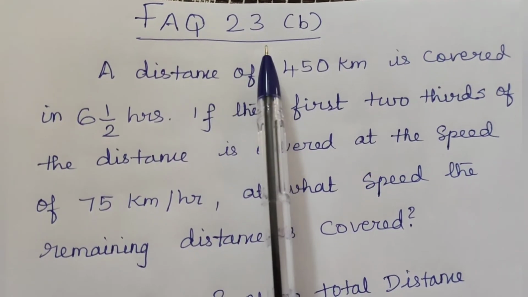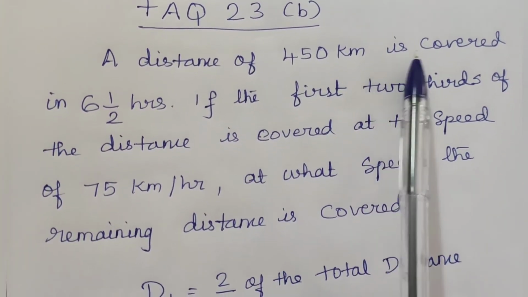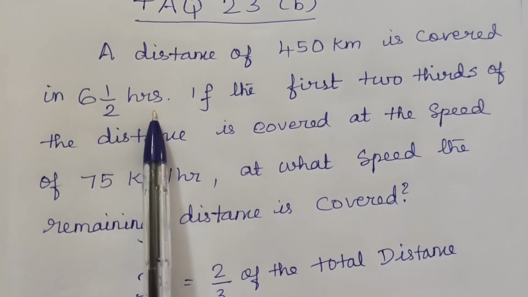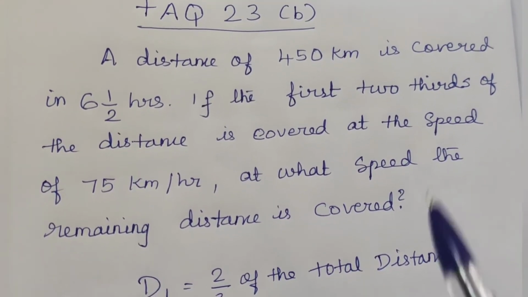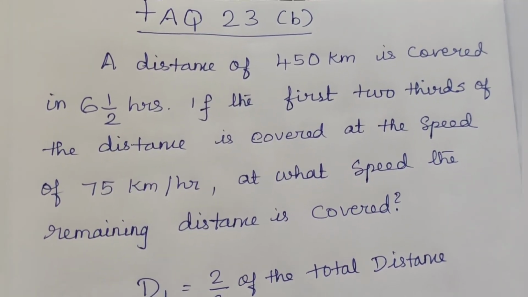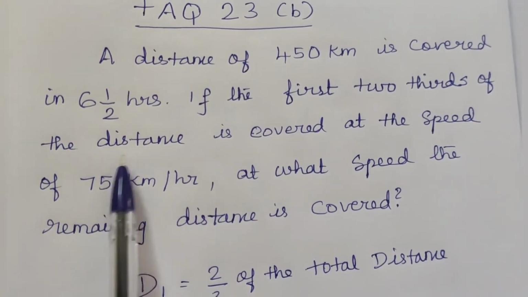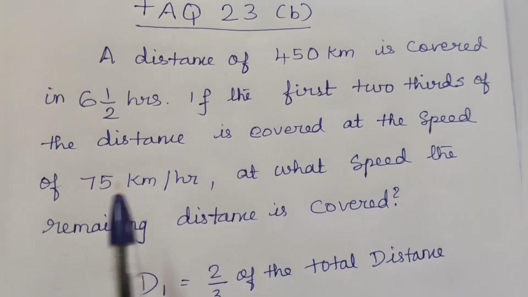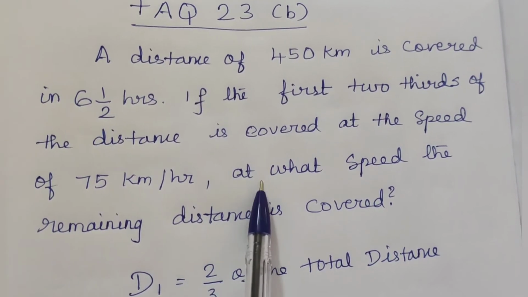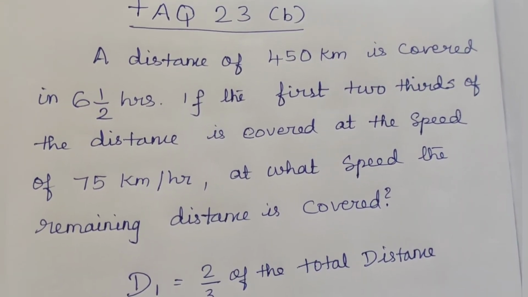Now FAQ 23B: a distance of 450 km is covered in 6 1/2 hours. Total distance is given as 450 km and total time given is 6 1/2 hours. If the first 2/3 of the distance is covered at a speed of 75 km per hour, at what speed is the remaining distance covered?